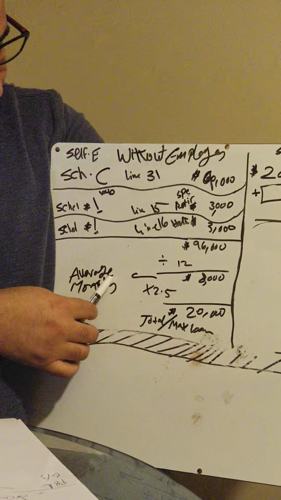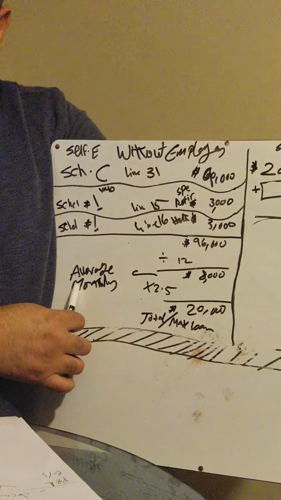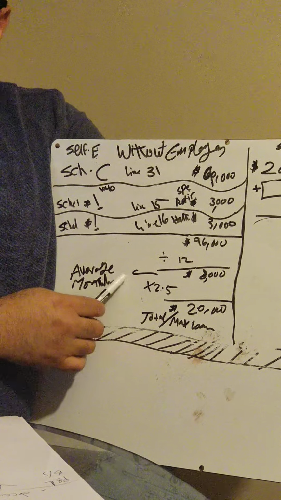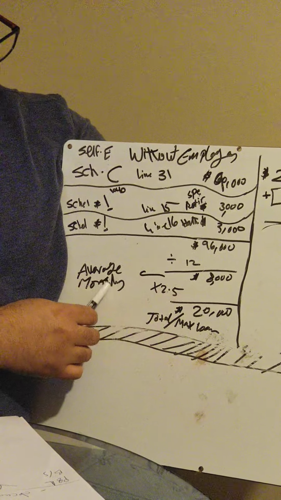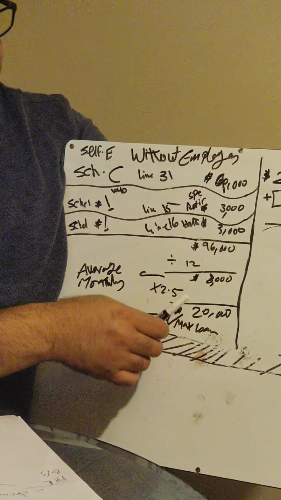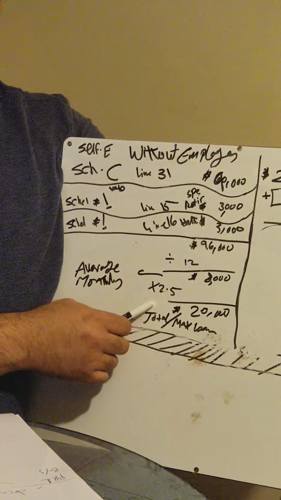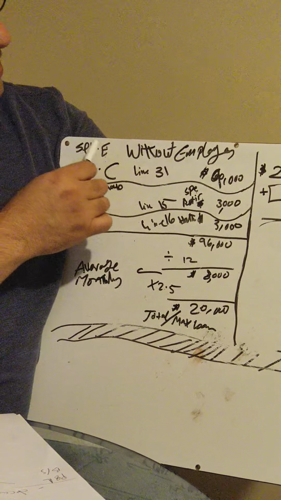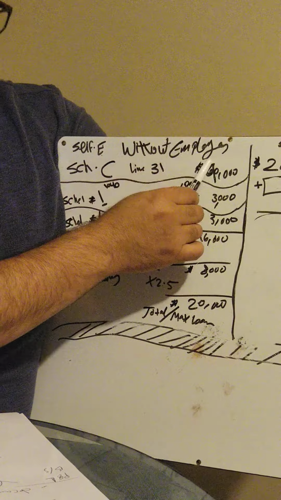This is the average monthly payroll, or average monthly payments, that you have, and you would need that in the application. You take the average monthly, multiply by 2.5, and it will give you $20,000, and that is the maximum amount of the loan you can have. So this is for the self-employed without employees.